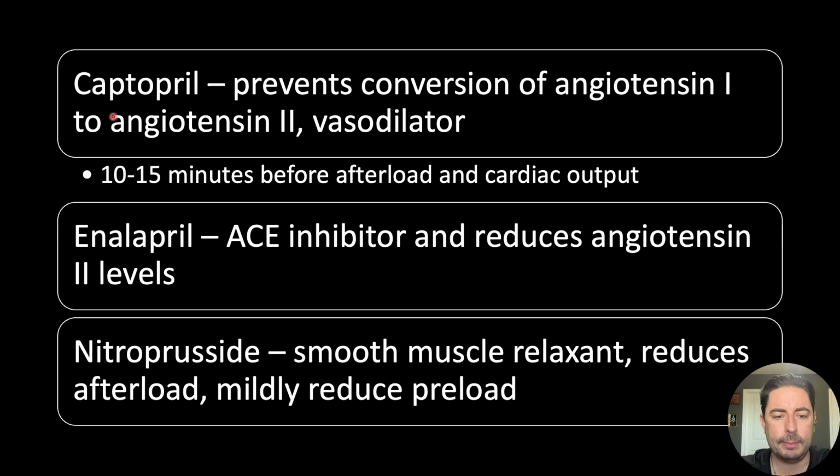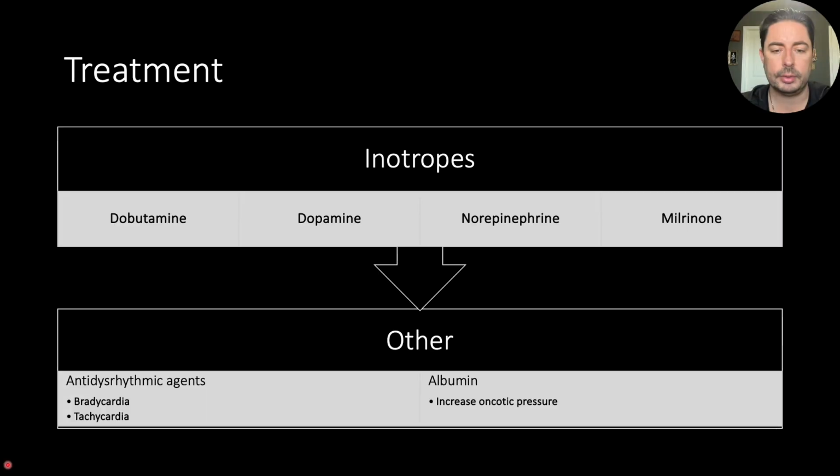So other ways that we can reduce the afterload is we can use what's called ACE inhibitors, or anything that has a pril at the end of it. P-R-I-L. These are ACE inhibitors. Nitroprusside. This is a smooth muscle relaxant, and it reduces the afterload and mildly reduces the preload. So if we can get vasodilator effects after the ventricle, then this causes vasodilation and will reduce the afterload.